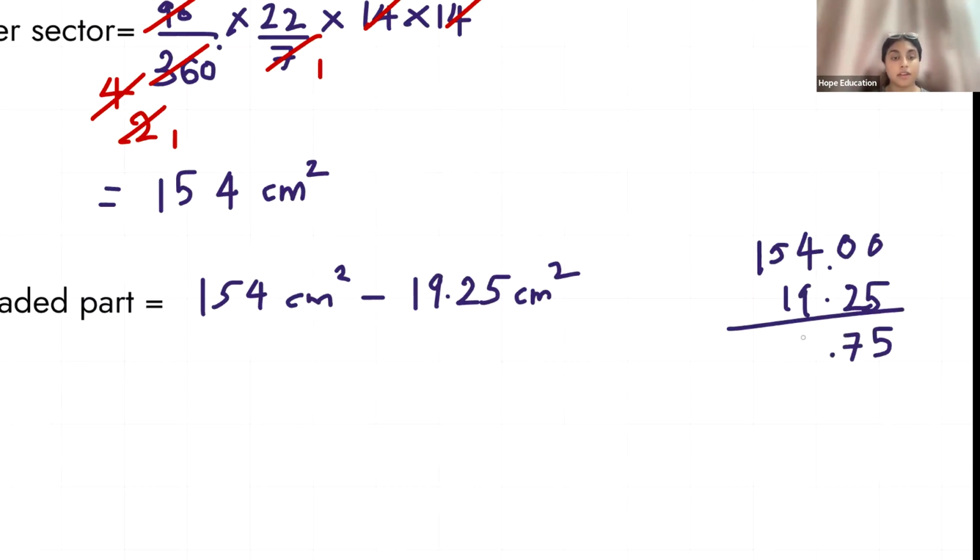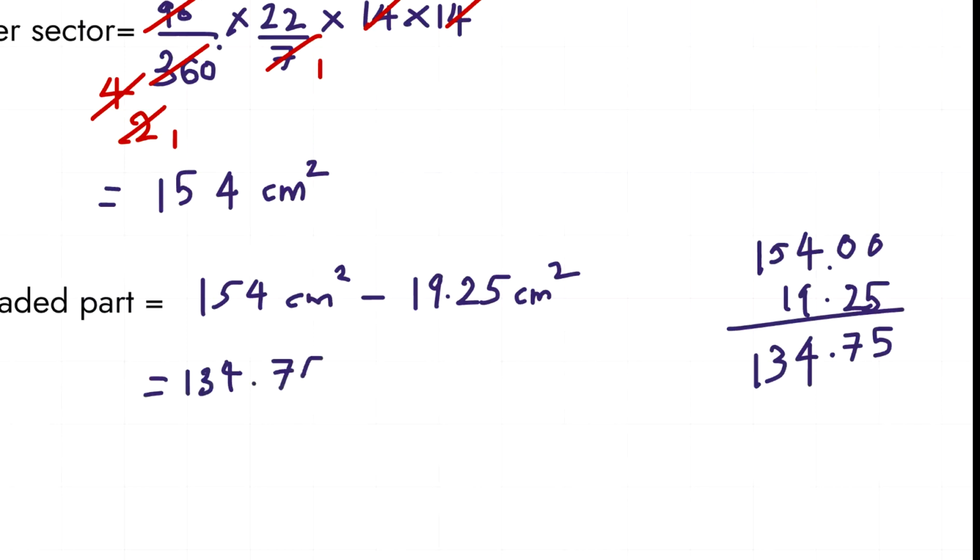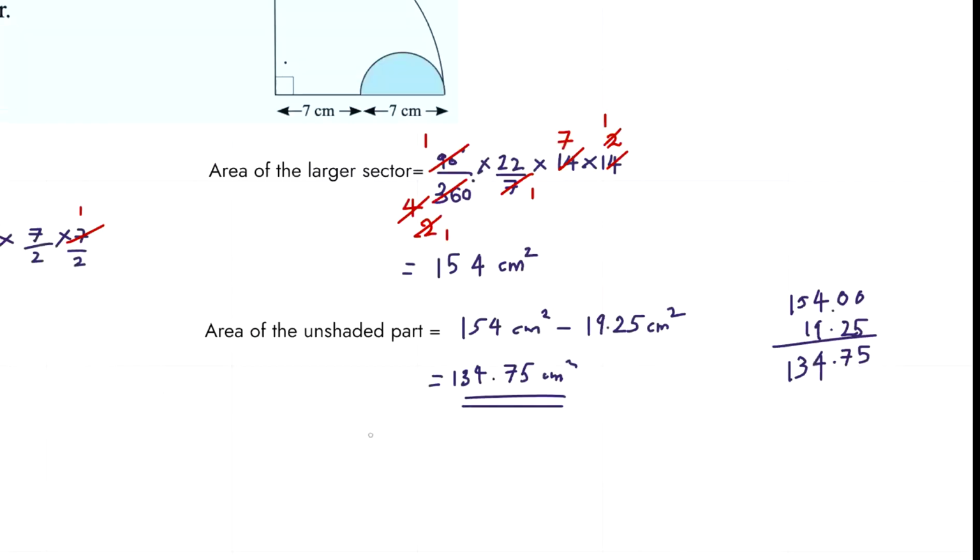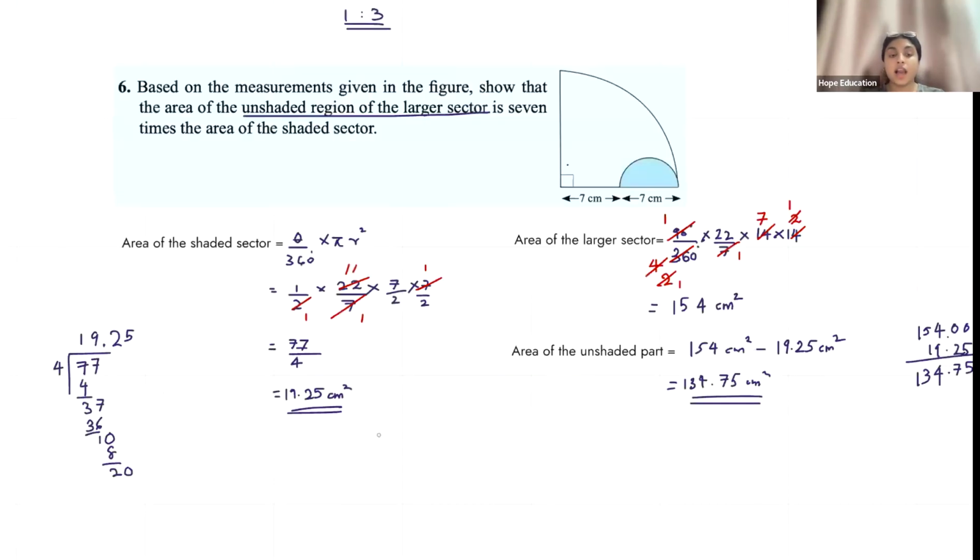We have 134.75 square centimeters. Do we stop here? No. We now have to show that the unshaded one is 7 times larger than the shaded one. Yes. So we are going to check that, right?